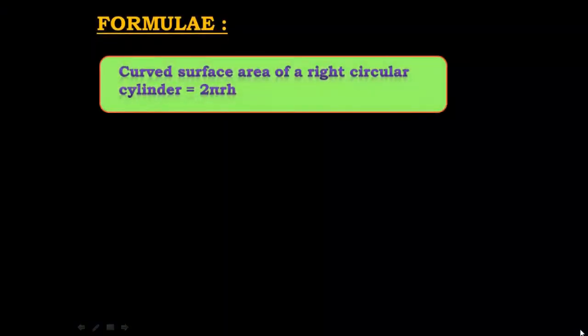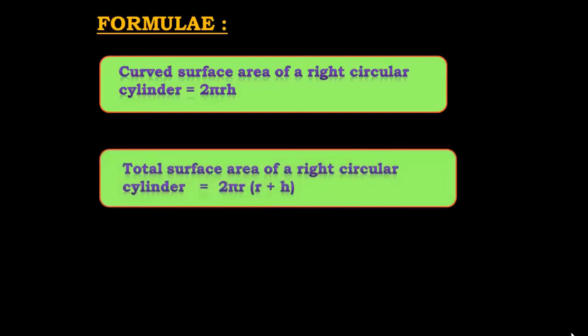Now let us study formulae related to right circular cylinder. First one is curved surface area of right circular cylinder, 2 pi r h. Next one is total surface area of right circular cylinder. It is equal to 2 pi r into bracket r plus h. For total surface area, you have to consider curved surface area as well as two plane surfaces, that is the area of the two circles.